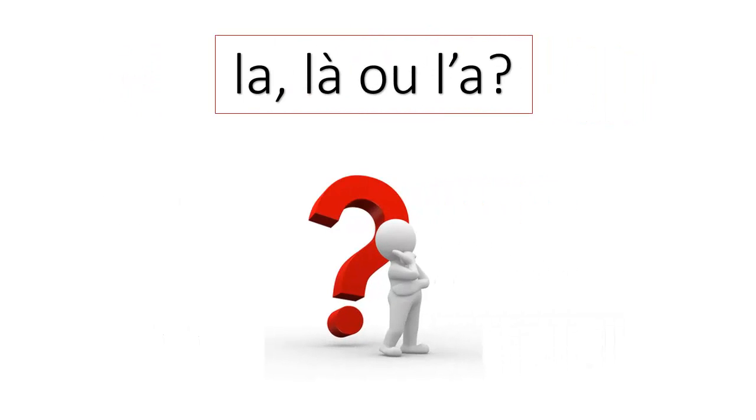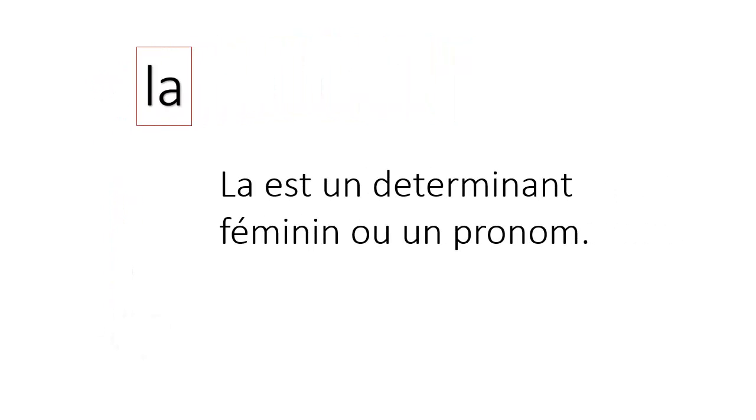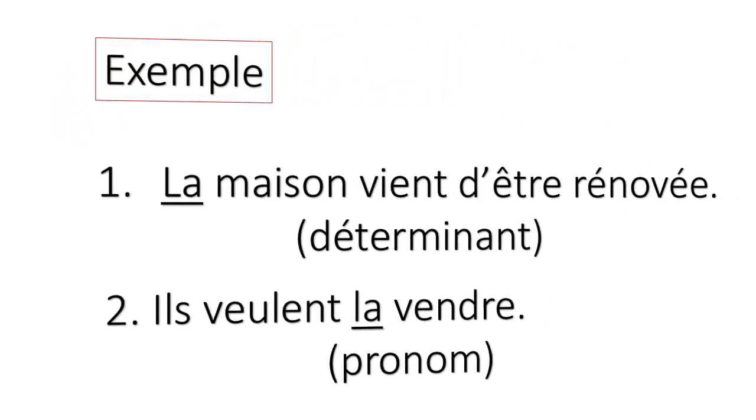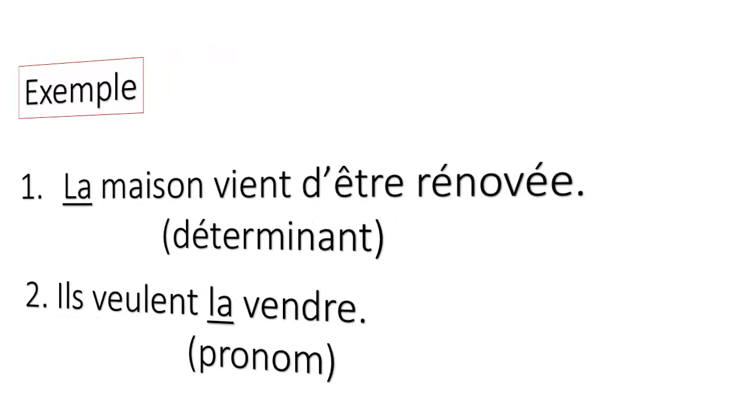Finally, we will look at the homophone la. Now, la, ou là? We'll see. Let's start with la, written L-A. In this case, it is either a feminine determinant or a pronoun. For example, it is used as a determinant in sentence 1. La maison vient d'être rénovée. In sentence 2, it is used as a pronoun.